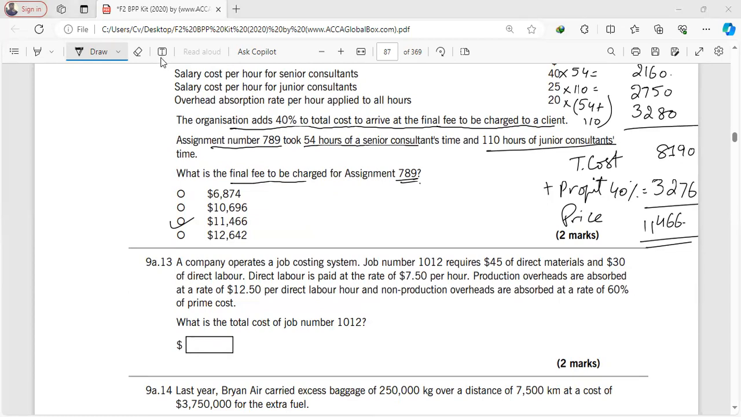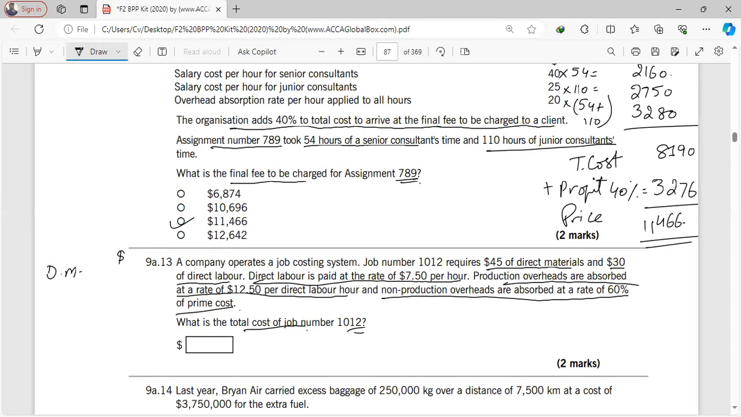A company operates a job costing system. Job number 1012 requires $45 of material and $30 of direct labor. Direct labor is paid at a rate of 7.5 per hour. Production overheads are absorbed at a rate of 12.5 per direct labor hour, and non-production overheads are absorbed at a rate of 60% of the prime cost. What is the total cost of job number 1012?